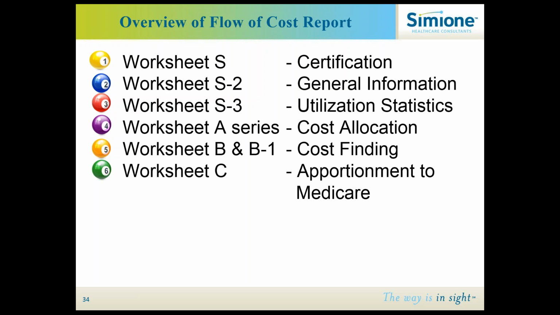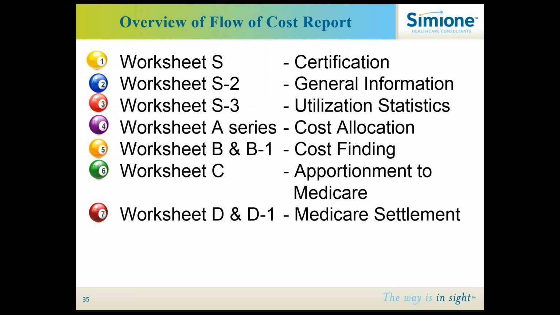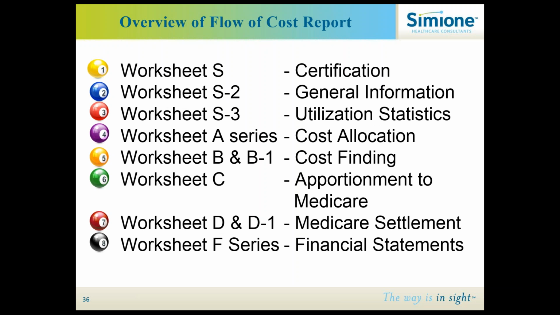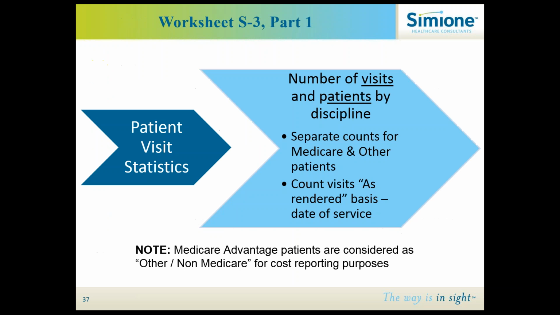Worksheet C is, again, just the flow: A flows to B, which flows to C. That's how it's apportioned to Medicare. Costs are, for the most part, apportioned to Medicare on visits, but before it gets there, we'll show you what happens in B1. And Worksheet D and D1 is where your PS&R inputs or your Healthcare Synergy report go. And F is your financial statements, which should pretty well agree, your balance sheet and your income statement that you provide as part of the cost report package.